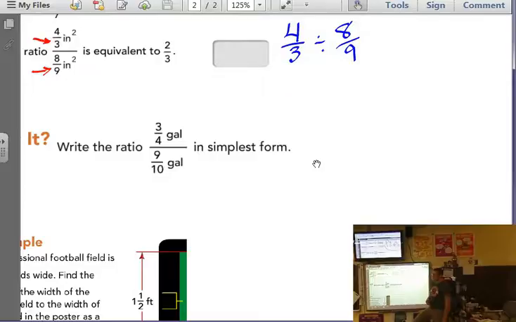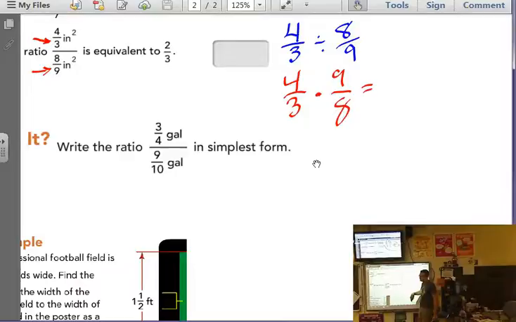Then I would change it to multiplication. So you would do keep, change, flip? Yeah. Which becomes 36 over 24. Which can then reduce. I want to make your life easier. You don't have to do this, but you can if you choose.